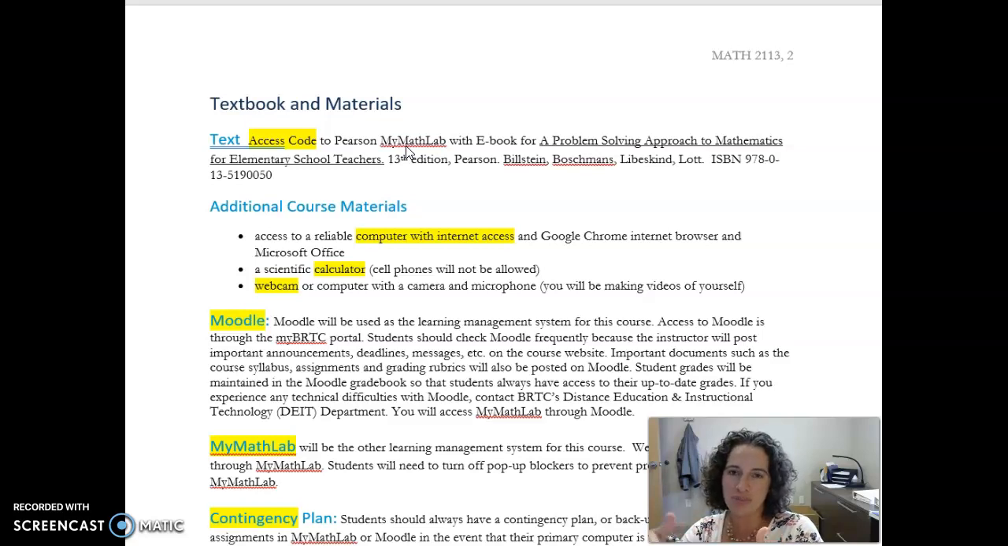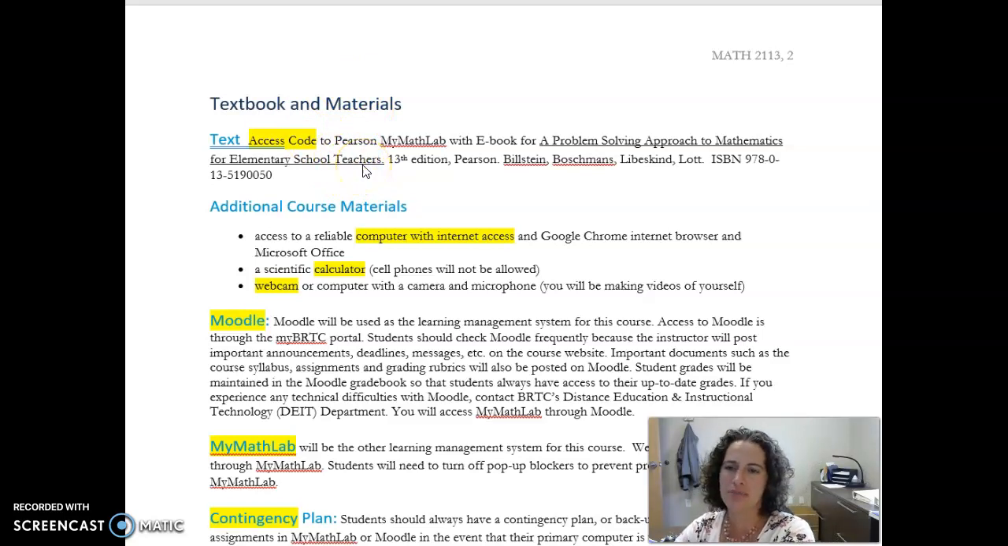It's part of what you're paying for with that access code, but it's not going to be something you can print off. Okay, you can look at it online and everything else. It's an ebook. So make sure that it is an access code that is linked to the elementary school teacher book. Okay, if you used Mymathlab before, like in a college algebra class or something like that, that access code won't work. It does have to be one that's linked to the specific textbook.